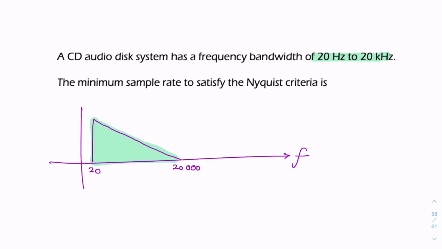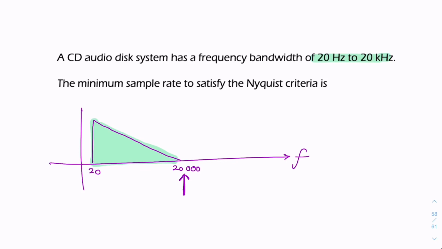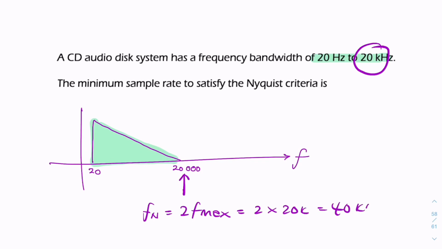So the minimum sample rate, the Nyquist rate, will be twice f max. So that's 2 times the higher of the two frequencies, not the difference, but the higher of the two. So 2 times 20k. So that's 40 kilohertz. That's the Nyquist rate. So the sample rate would have to be greater than the Nyquist rate.